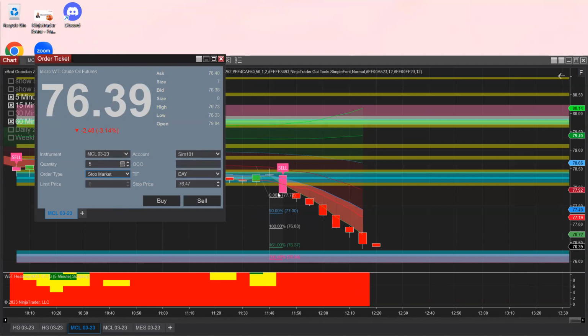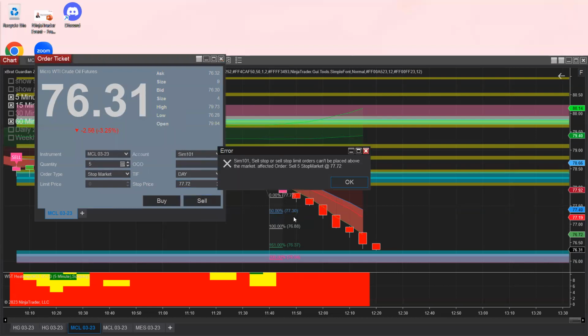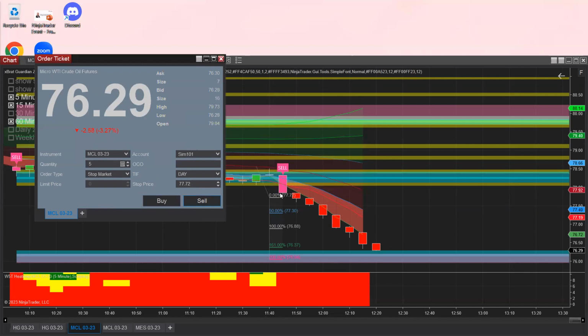So the low here was about 77.74. We want to go in at 77.72. So on a stop market, we would type in 77.72. Okay, so 5 stop market. Make sure the account's right, whether it's on sim or live. The stop price is 77.72, and then you would click sell. That would put an order on at 77.72. It won't submit it now, it's below there, but then the order would come on the chart.